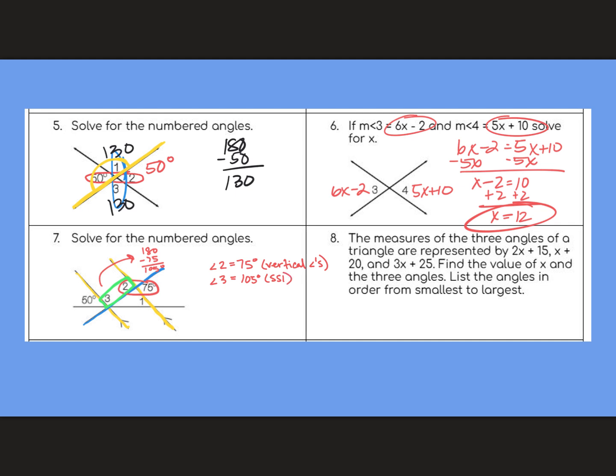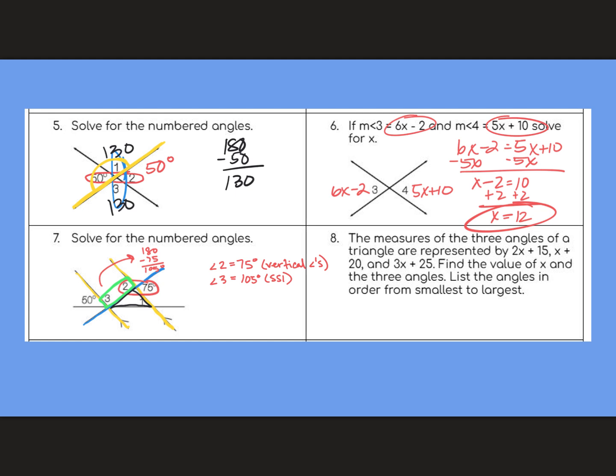Next up, you have angle 1. This is the last one we have to find, and you might notice that it's inside this triangle, and we could work with that and use the idea that there's 180 degrees inside, do some subtraction, but it's going to take a little bit more work.